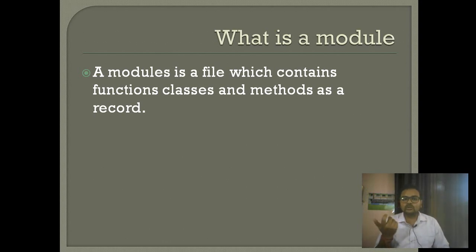So we can categorize modules into two forms. Some are built-in modules which are predefined and available, like the math module, the urllib module, the cmath module, the random module. But we also have our own type of module, meaning we can create our own module also. So in this session we are going to discuss how modules can be created.